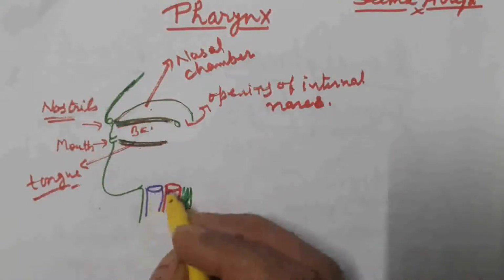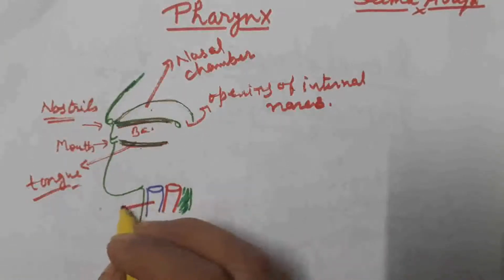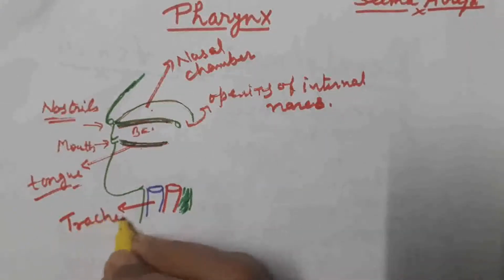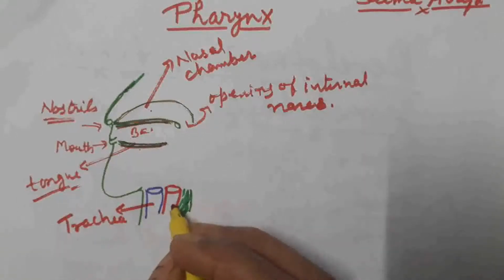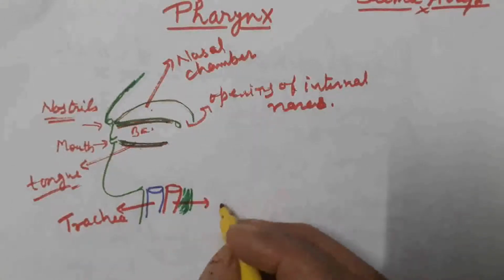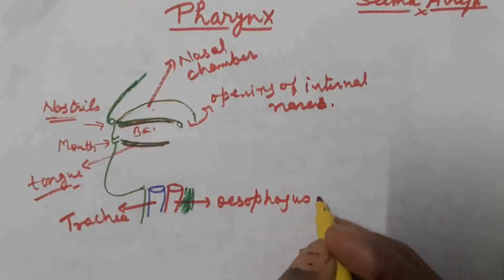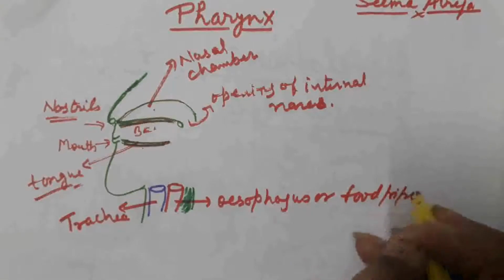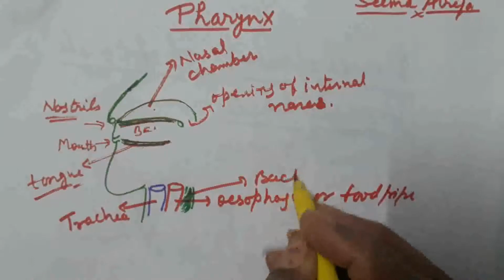Here I draw the two openings into the neck region. On the front side, this is known as the trachea. Behind the trachea there is another opening or pipe, which we call the esophagus or food pipe, and this is the structure which represents the backbone.